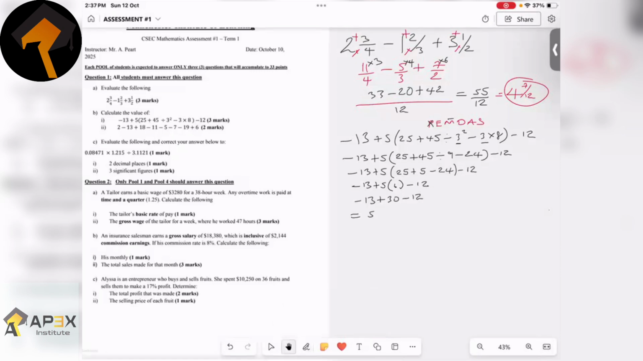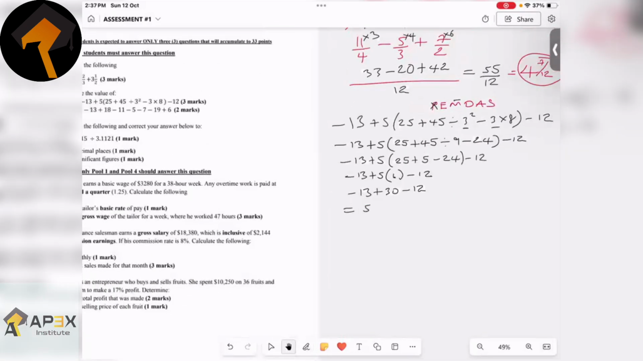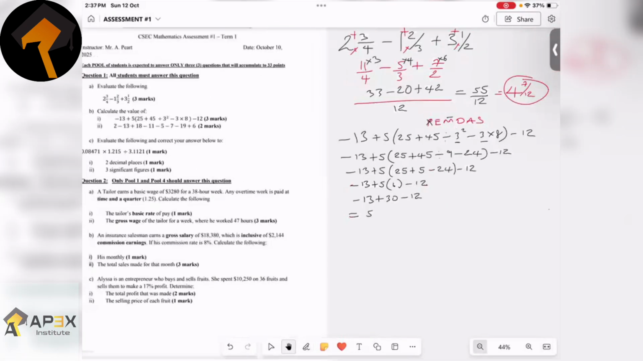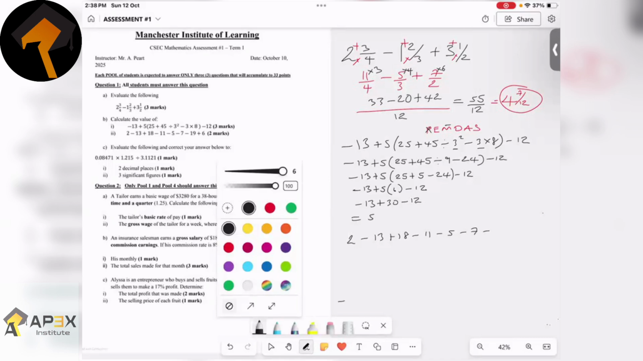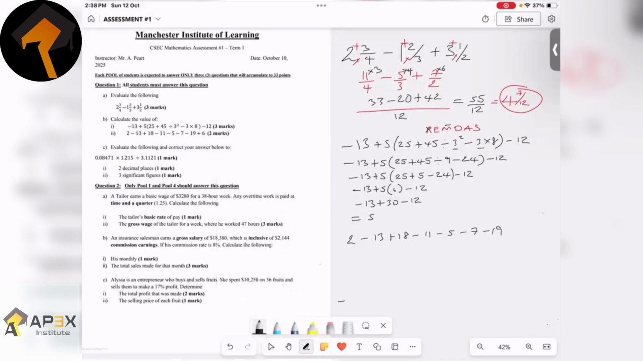Both adults, students, everyone is being plagued by this very simple math here. So here we go. We have 2 minus 13 plus 18 minus 11 minus 5 minus 7 minus 19. Pardon me, guys. Minus 19 plus 6. All right, let's zoom up here so we can get a better view of what we're doing here.